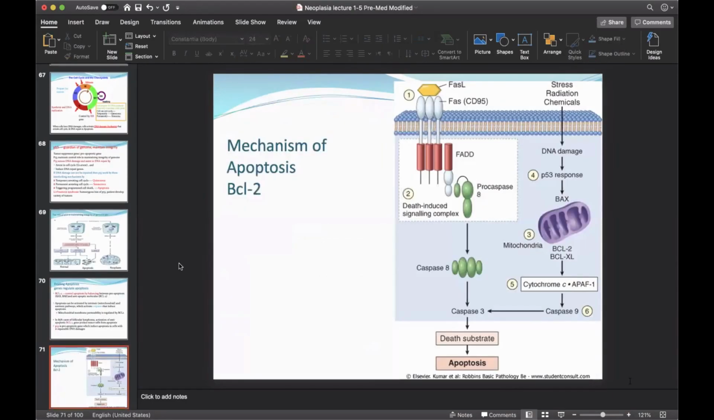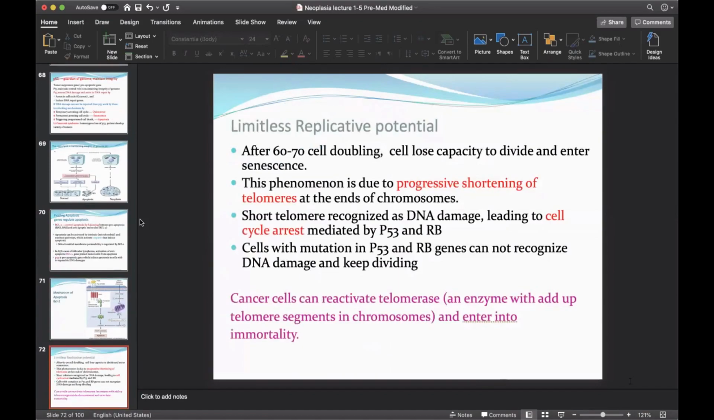Okay, mechanism of apoptosis and BCL2. So this is the extrinsic pathway. This is the intrinsic pathway. BCL2 has a role in apoptosis, and the next ability is limitless replicative potential. Normal cells undergo senescence and stop replicating after a certain number of divisions. Each cell is able to divide again and again for 60 to 70 times, and this is controlled by many genes. One of these is the telomere.